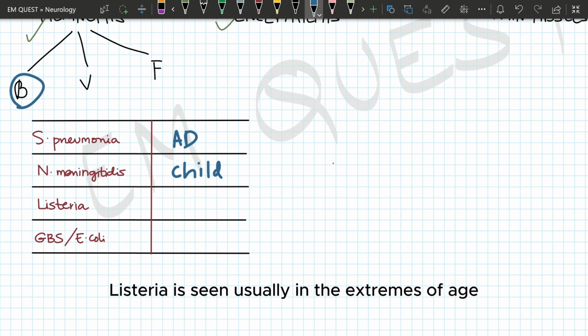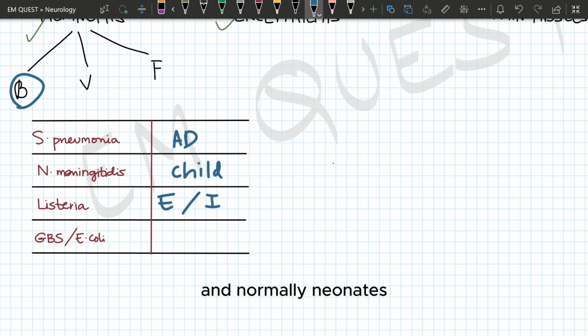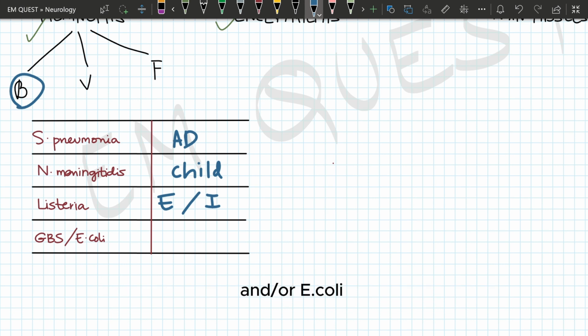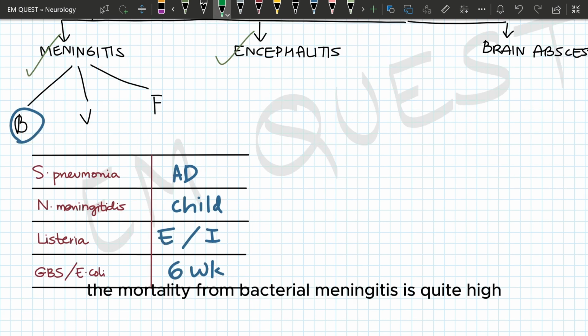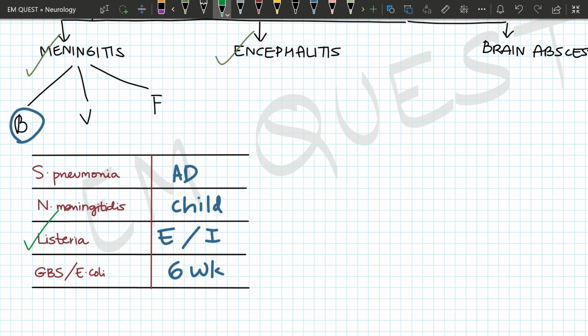Listeria is seen usually in the extremes of age, so it can be seen in the elderly or in infants. Normally in neonates, that is up to 6 weeks of life, the most common organisms are GBS and E. coli. Generally, the mortality from bacterial meningitis is quite high, but the highest fatality rate is normally seen with Listeria, with a mortality rate of 27%.